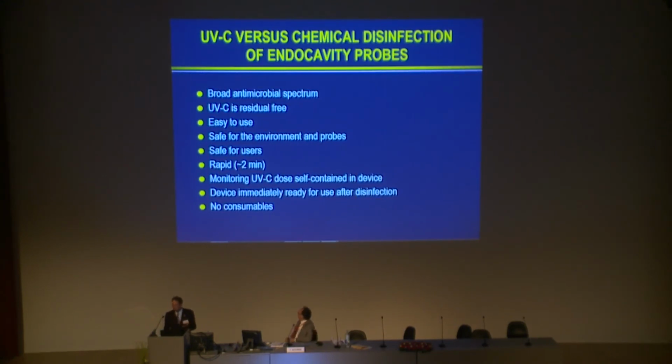So on my last slide, why use UV light versus chemicals? It's broad-spectrum activity, but so are the chemicals. Unlike chemicals, it's residual-free and easy to use: hang the probe, you don't even have to disconnect it, close the door, push the button. Safe for the environment, safe for probes. There's no residual, therefore there's no damage to gametes or others. It's safe for the users. Very rapid, 90 seconds to 2 minutes. All the monitoring is self-contained, and it gives you a readout. The device is immediately ready for use after disinfection, doesn't require any wrapping or rinsing, and there are no consumables.